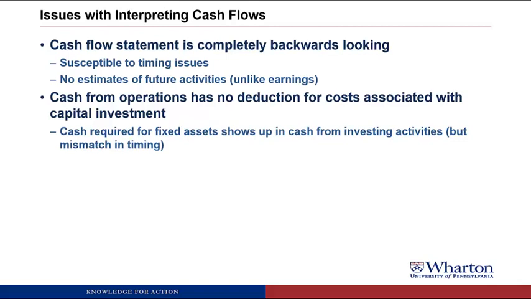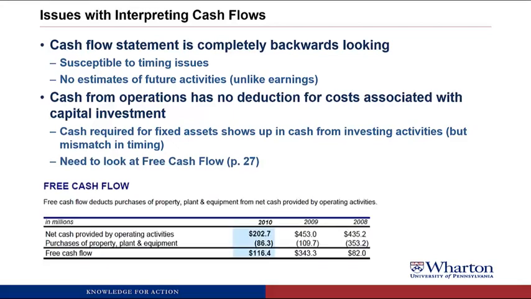But one of the ways we try to get around the fact that cash from operations doesn't have this deduction for the cost of capital investment is to look at free cash flow. So on page 27 of the Vulcan report, and you can go look it up if you want, they provide this little chart which shows their free cash flow. We can see they have cash from operations of 202, which we saw before. They subtract purchases of property, plant, and equipment from the investing section. So that's their cost of investment in heavy equipment and acquiring land and so forth. And once you take that out, they still have a positive free cash flow of 116.4. So actually they're generating enough cash to cover their investment.